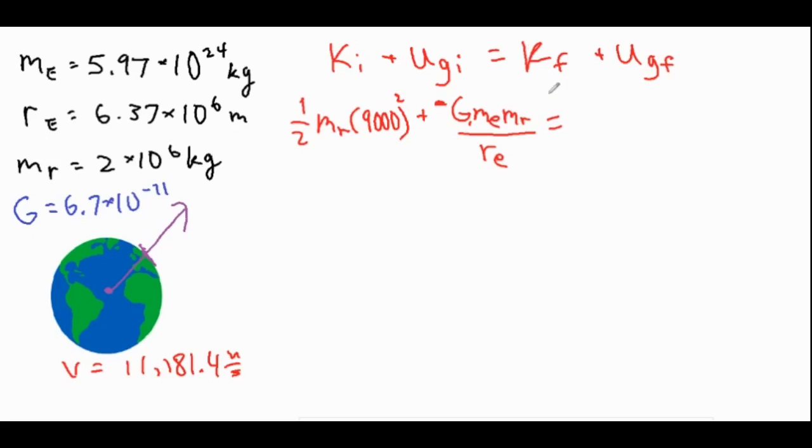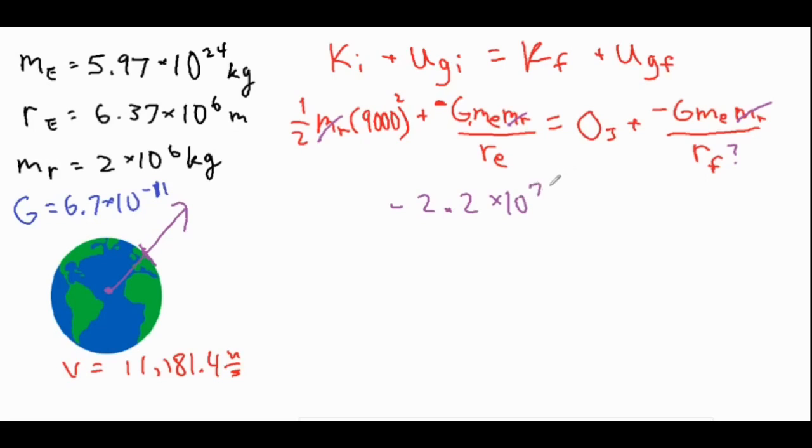Again, your kinetic energy is going to be 0 because it's going to reach 0 before it falls. But we're interested in finding out how far the rocket goes. So it's going to have some final R value. What we can do is go ahead and cancel out the mass of the rocket again. We have all of the values except this one. That's the one we're looking for. So after I plug in all my values, the sum of the entire side comes out to negative 2.2 times 10 to the 7th.